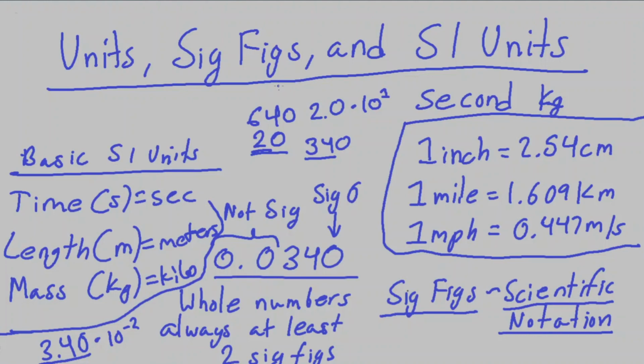Alright, so that was basically it for units, sig figs, and basic SI units. Some big takeaways are the conversions between units, as well as knowing the basic and most universal SI units, and how to identify sig figs within a number, whether it be a huge whole number or a smaller decimal.